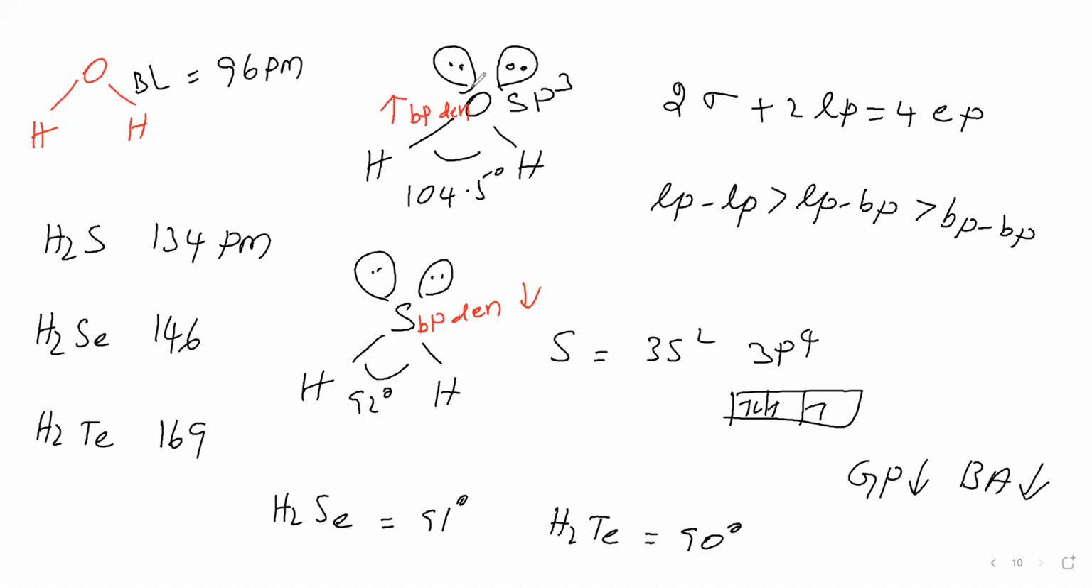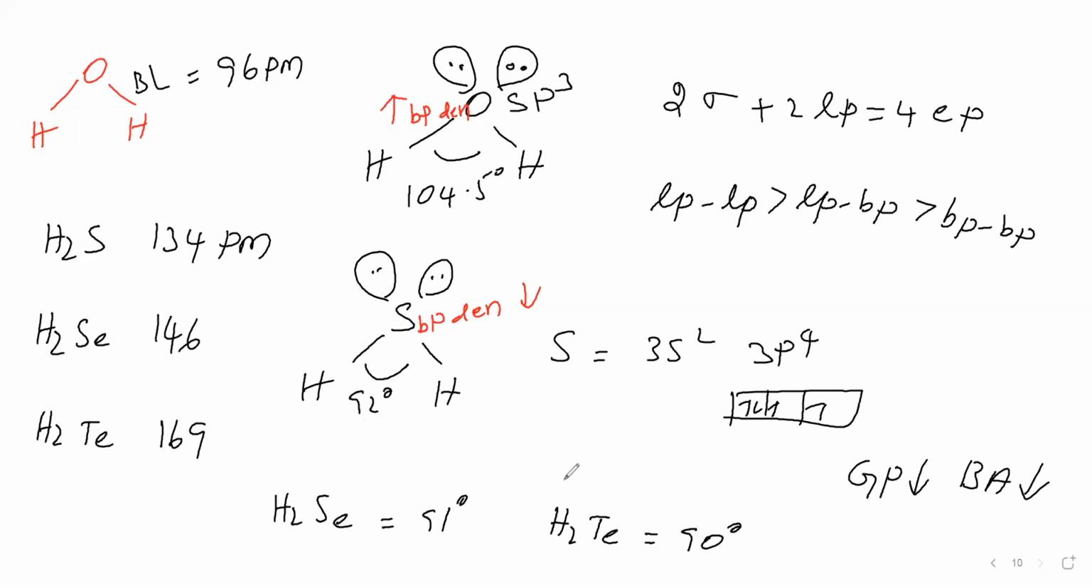So here you see that oxygen is more electronegative than sulfur. So this bond pair is closer to oxygen than sulfur. So bond pair density near oxygen is more when compared to sulfur. Therefore, bond pair repulsion is more here when compared to this. Therefore, bond pairs are somewhat far away, and the bond angle is more here. Here bond pair repulsion is less, so bond pairs are much closer. Therefore, bond angle is less.